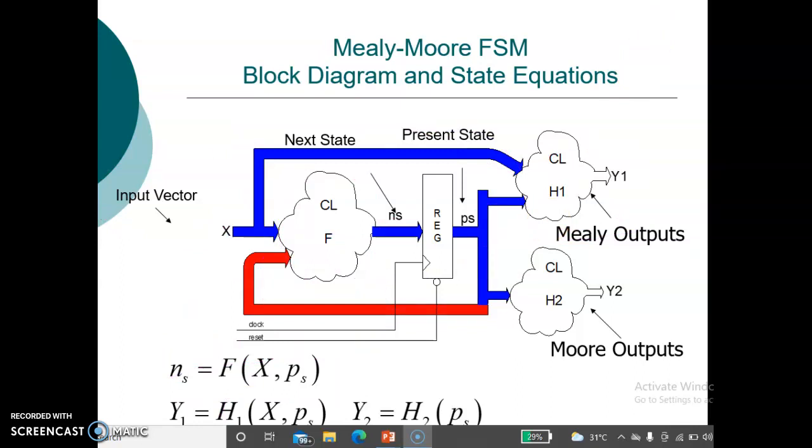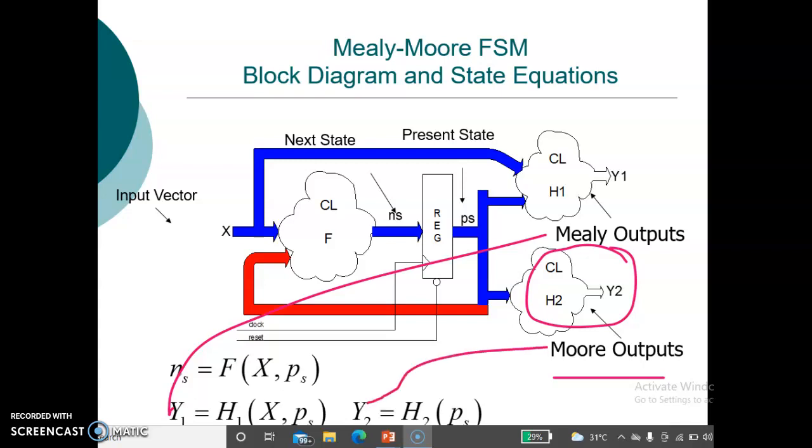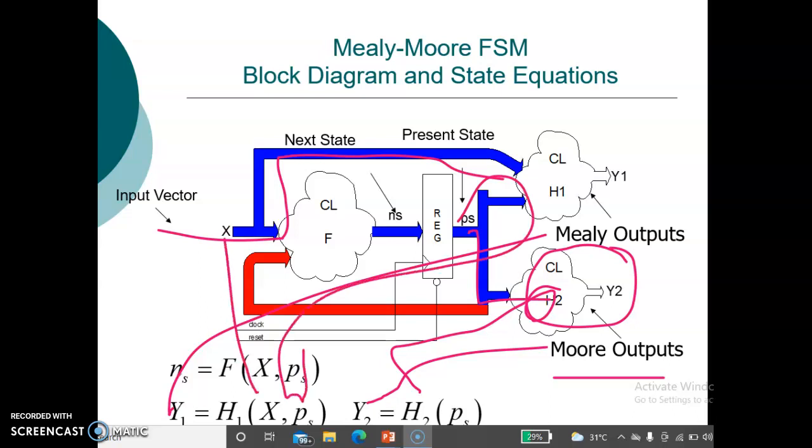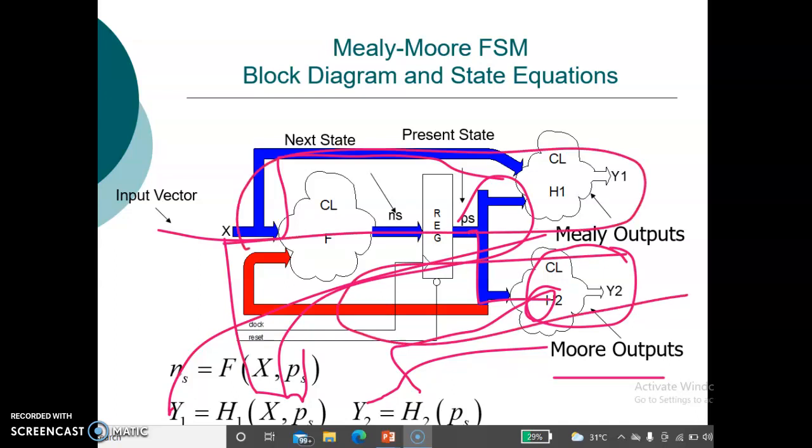And then Y2 equals H2, there are Moore outputs here. H2 of PS. H2 of what? Only a PS function, only. But here, input vector and present state. But here, the input vector is missing. Only PS, present state. You can say this is a combinational circuit also. This is sequential logic. This is combinational logic.